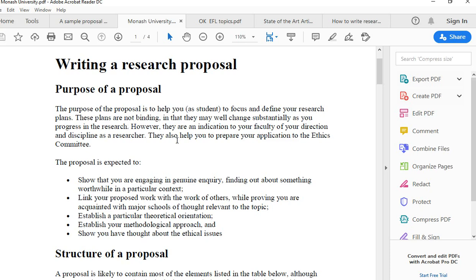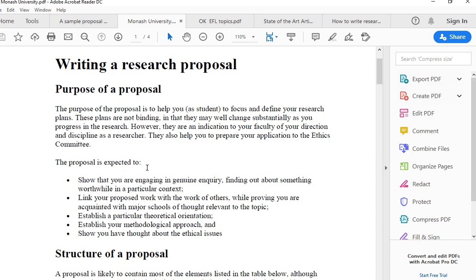I said that although you present a proposal to your department, this doesn't mean that you cannot do some minor changes on that. Sometimes, for example, in the process of your research, you understand that you cannot work on 1,000 students. Therefore, you have to change the numbers of your participants. However, there is an indication to your faculty of your direction and discipline as a researcher. They also help you to prepare your application to the ethics committee.